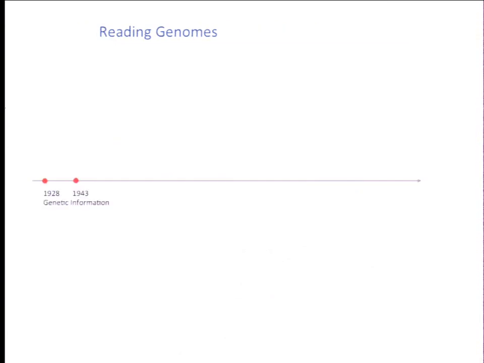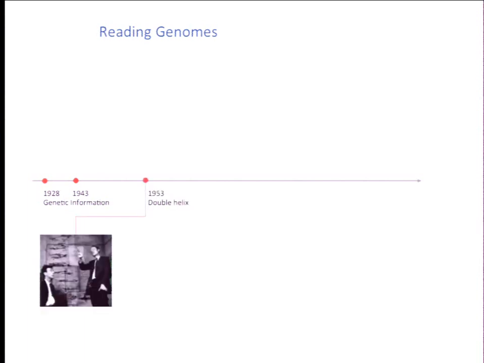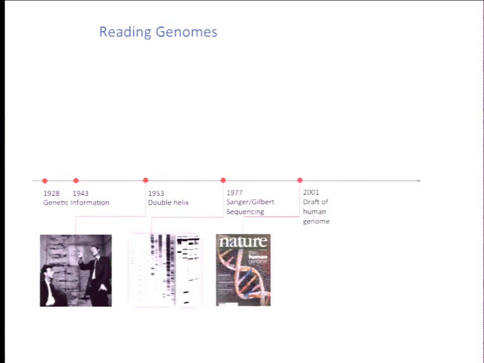And from the discovery that it is also the heritable form of genetic information, to the elucidation of the double helical structure, and finally, with the advent of Sanger and Gilbert sequencing, when we could finally reliably analyze this biomolecule, we've had a long march towards reading genomes. And in some sense, it culminated with the draft of the human genome about a decade ago.